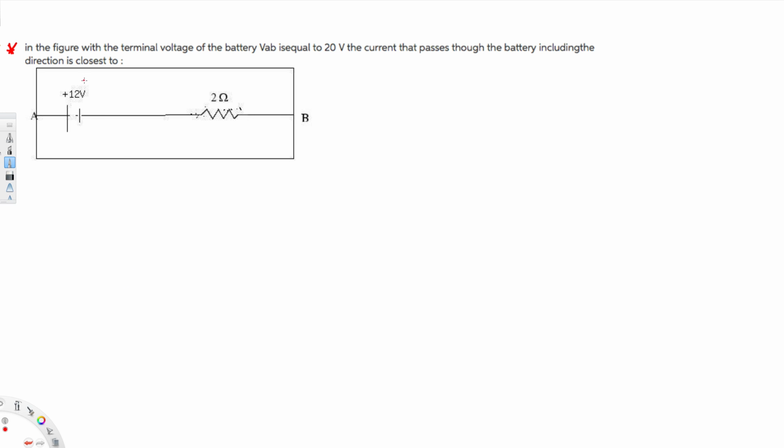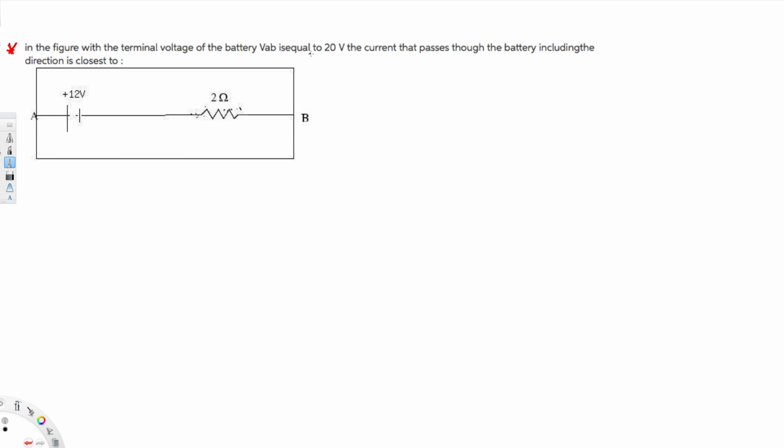Let's do this problem right here. The question is asking: in the figure, with the terminal voltage of the battery V_AB equal to 20 volts, the current that passes through the battery, including the direction, is close to what? So they're asking for the current and the direction, and let's see how we can find it.